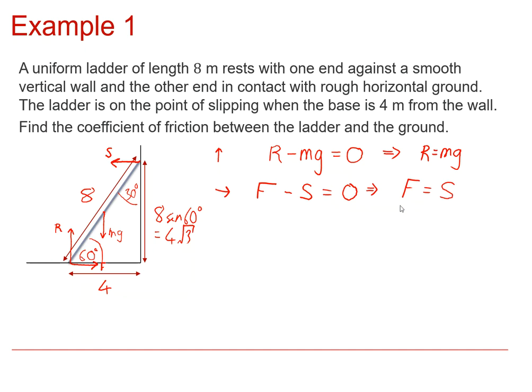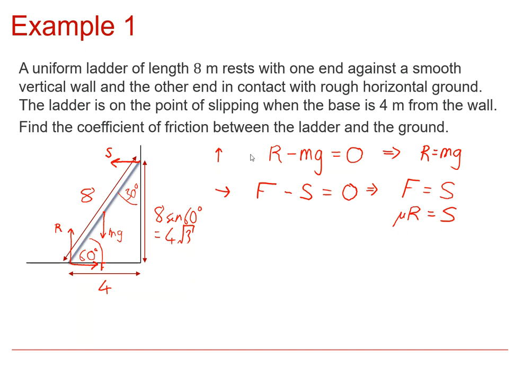But we also know something else about F, and that is that because we're in limiting friction, it's about to slip, F is equal to F max, and F max is equal to mu R, mu times this normal reaction force. So I can also say that mu R is equal to S, like that.